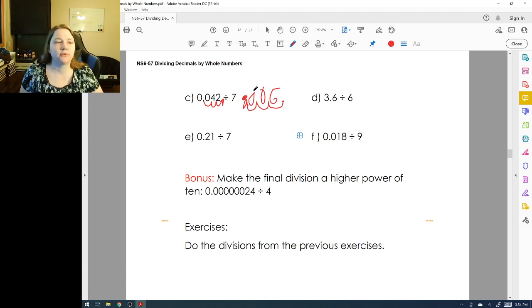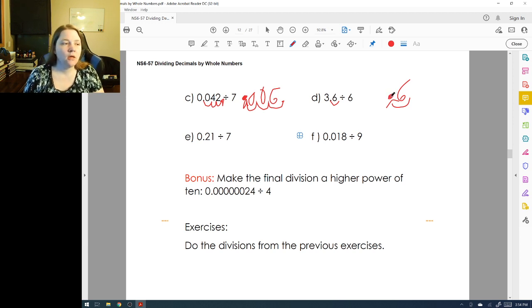Same thing in letter D, 3.6 divided by 6. I'm going to ignore the decimal first. 36 divided by 6 is 6. I had to move the decimal 1 place to get it there, so in my answer, I'm going to move my decimal 1 place to the left. 0.21 divided by 7, well, that's 21 divided by 7. 21 divided by 7 is 3. The decimal had to move 2 spots, so I move the decimal 2 spots here to get my answer of 0.03.